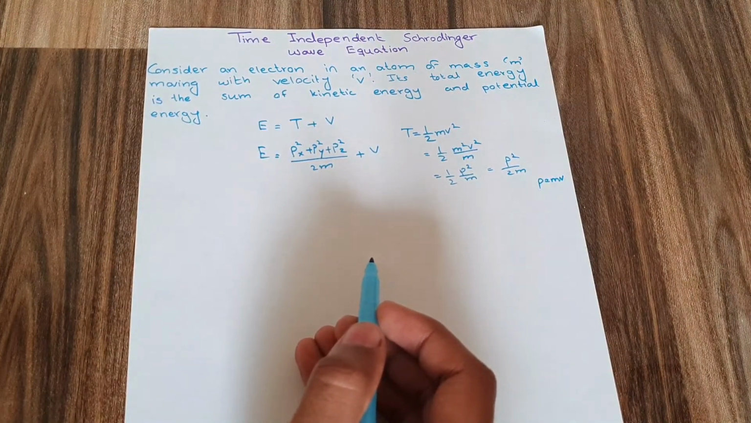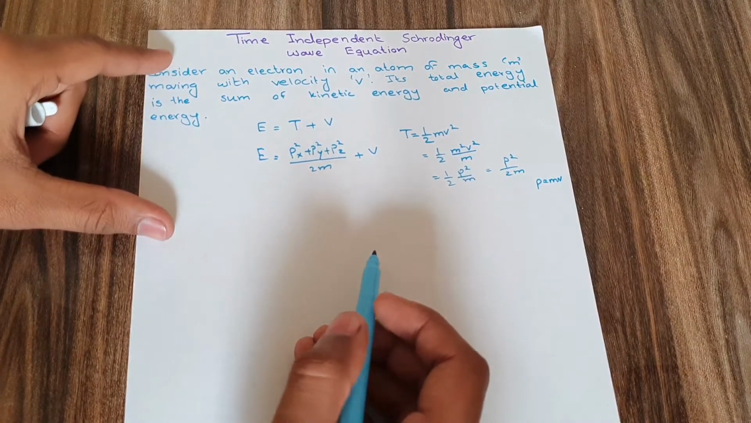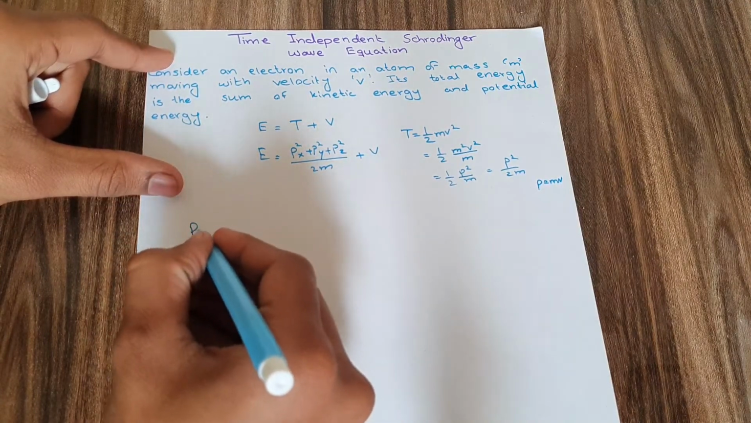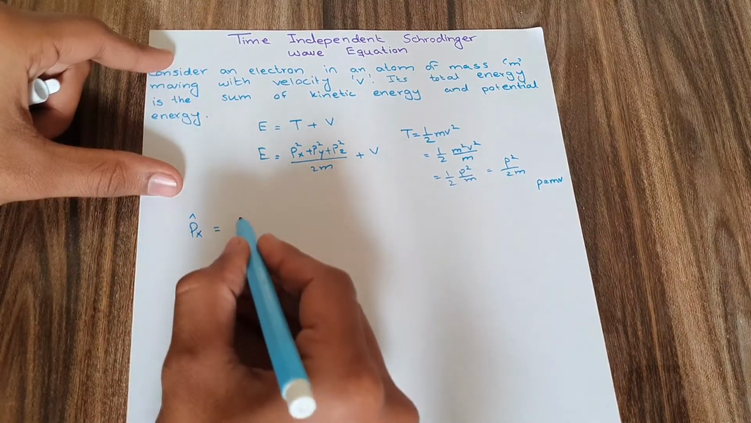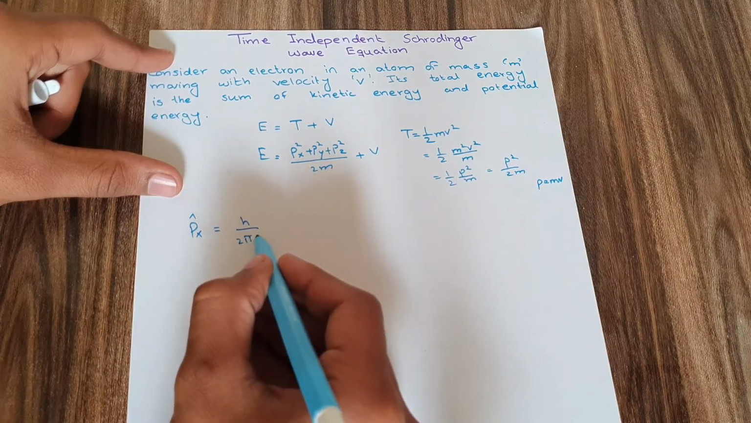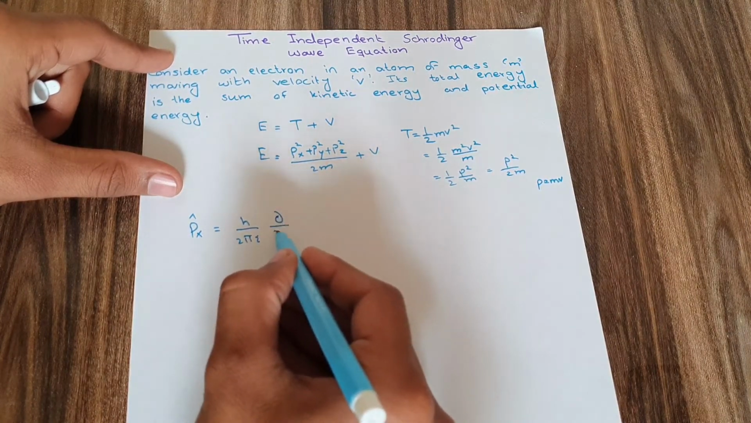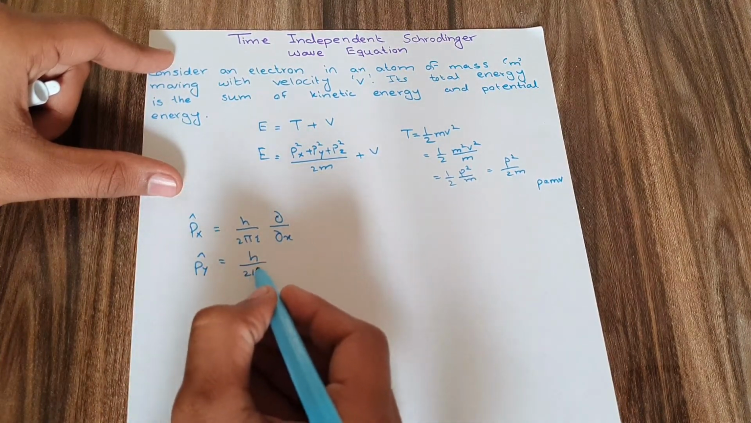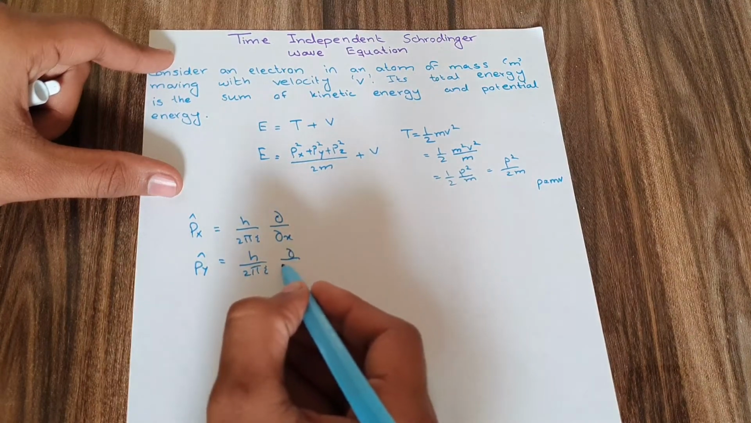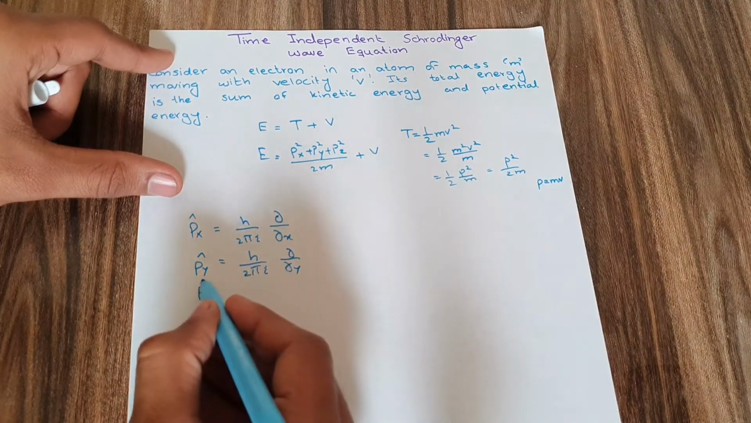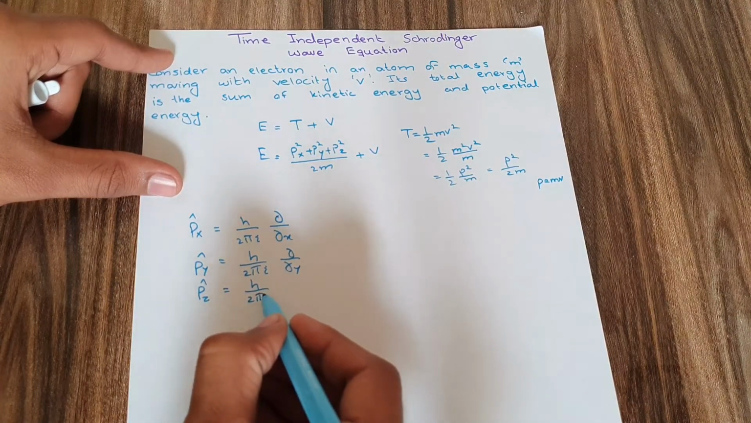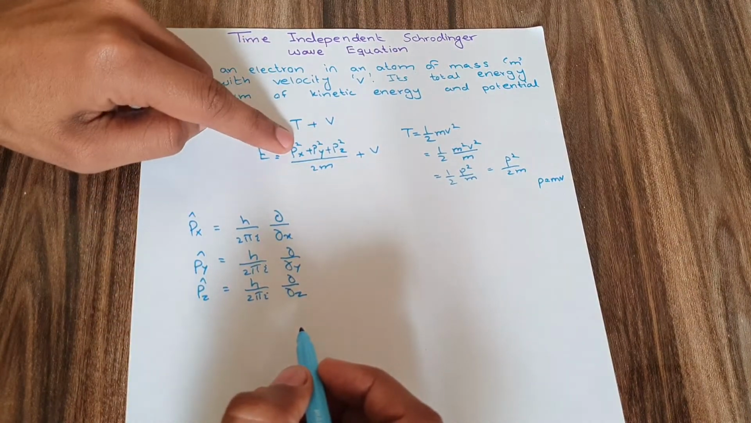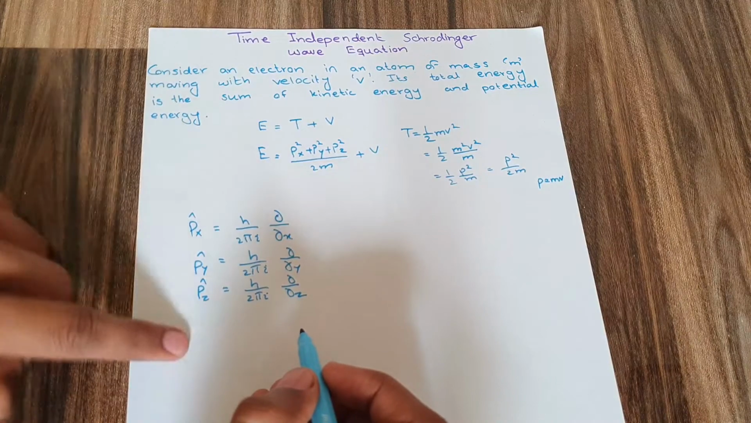Now if I plug in the values of the operators, if px, py, pz are operators, then the px operator is equal to h over 2 pi iota, partial derivative with respect to x. Similarly, the py operator has a value h over 2 pi iota, partial over partial y. Similarly, the pz operator has a value h over 2 pi iota, partial over partial z. So in place of px square, py square, pz square, if I put this, what will happen?